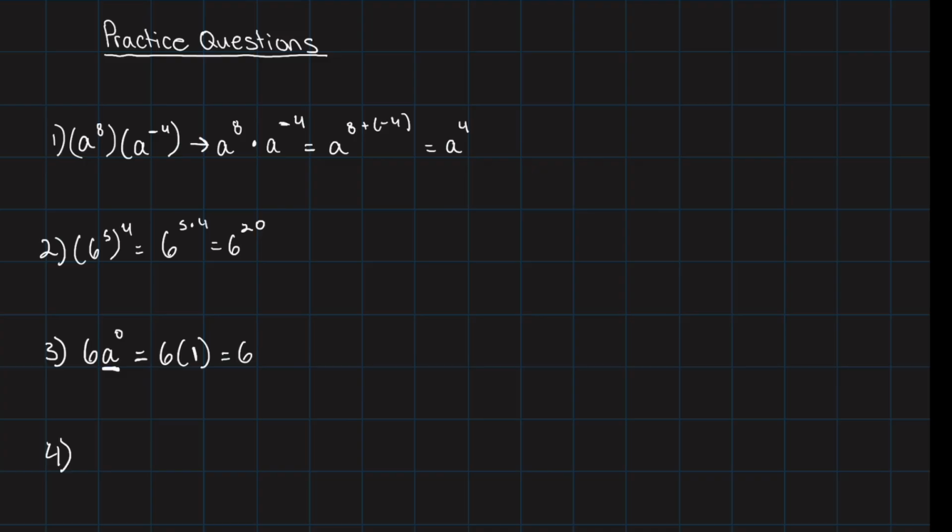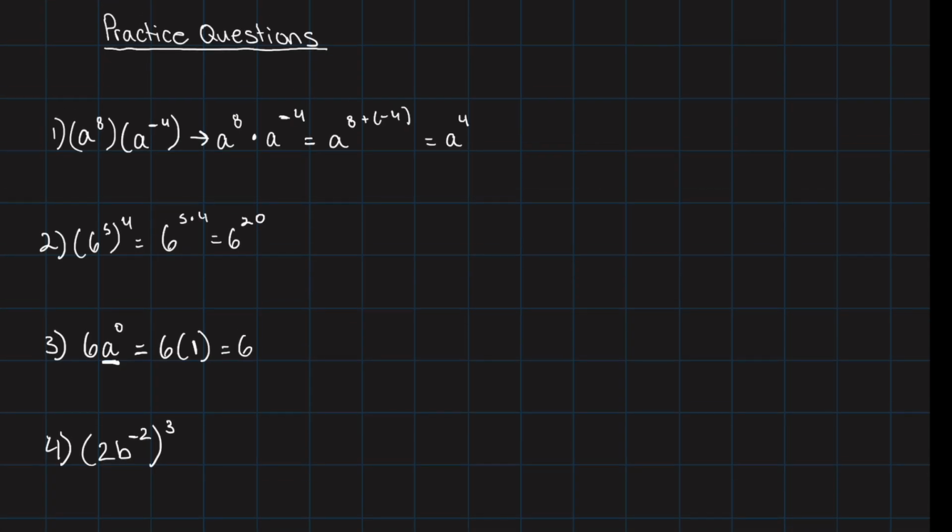Let's say for this question, we have 2b to the power of negative 2, all to the power of 3. This is our power of a product exponent law, which means that the 3 exponent gets applied to every individual base in the brackets. So this then becomes 2 cubed times b, and then the negative 2 and the 3 multiply, and you get b to the negative 6. You can simplify 2 cubed, and that gives you 2 times 2 times 2, which gives you 8, b to the negative 6.